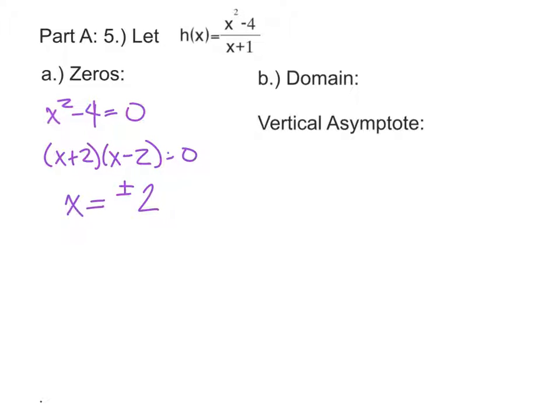In the second part, identifying the vertical asymptote, that comes from the denominator, x plus 1. Our x plus 1 can't be 0, so that means that x can't be negative 1. The domain then is that x is not equal to negative 1, but the vertical asymptote is the line x equals negative 1.